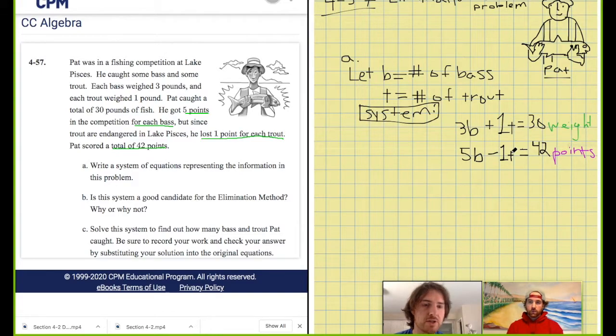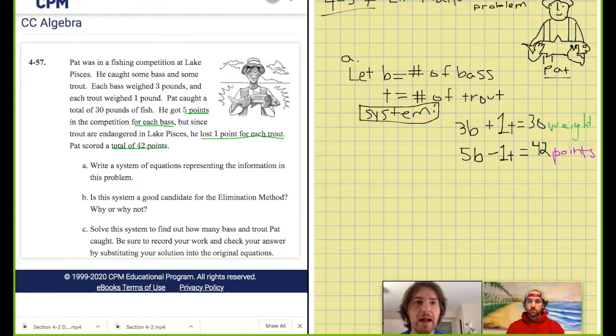So to answer your question about elimination, I think this is a great opportunity for elimination because we have all of our variables here on the left side of the equals. And in fact, I see 3b right above 5b, and I see positive 1t right above negative 1t. And then I have my constants over here on the right side of the equal sign, right above one another too. So I think this is great for elimination.